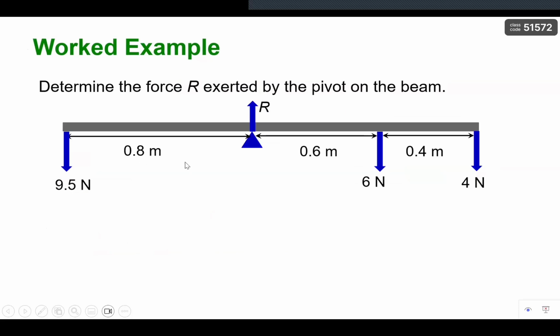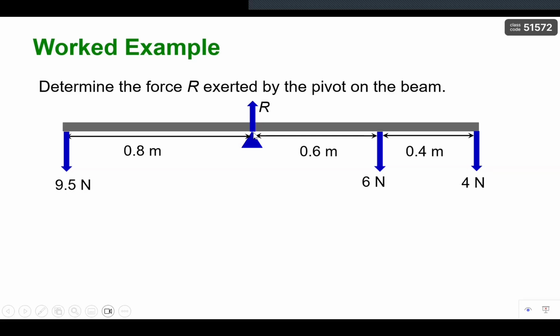Again, I know it must be linked to moments. Determine the force R exerted. But over here, in your head, you should be able to think that, hey, this R doesn't have any moment because this R is exactly at the pivot. So I have a force, but I don't have any perpendicular distance to the pivot. So I'm not going to use the traditional method of sum of clockwise equals sum of anti-clockwise, the principle of moments. I'm not going to apply that.